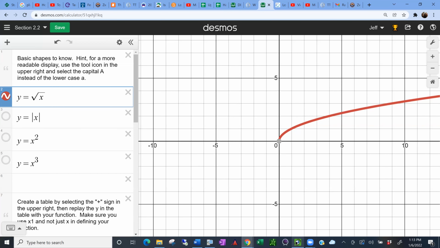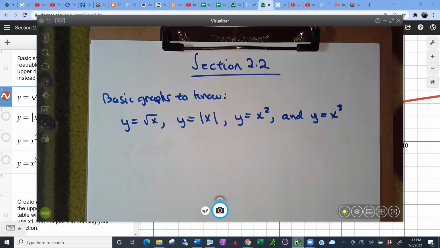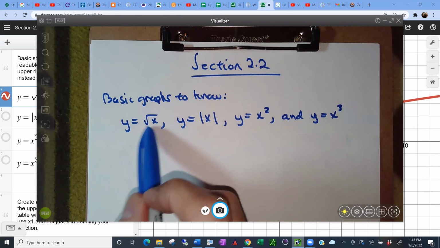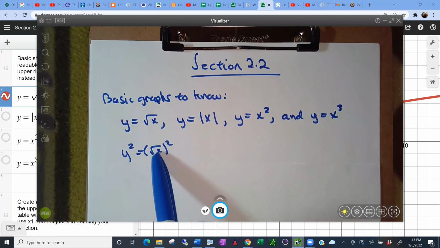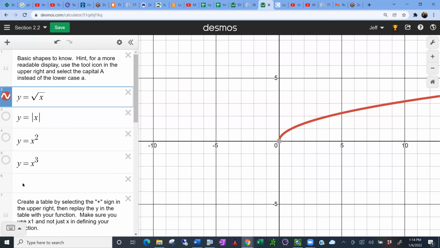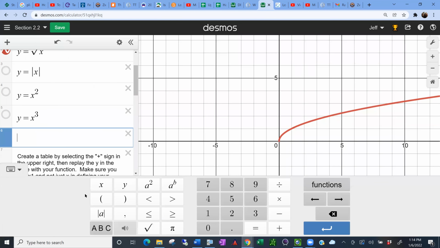Let's take a look at what we can do with this equation. If I were to square both sides of this, then what happens when I square the square root of something? Well, those two operations just cancel each other out. Now, unlike your graphing calculator, the cool thing about Desmos is that it can actually graph something like this. So let's put that in right here.